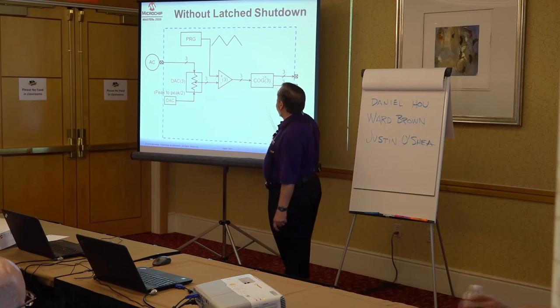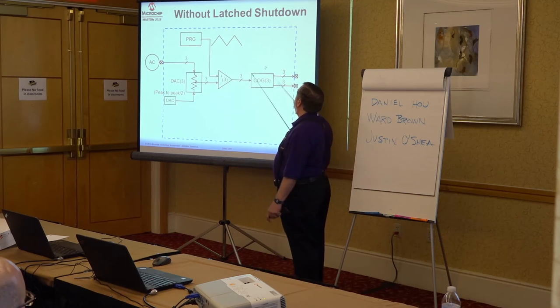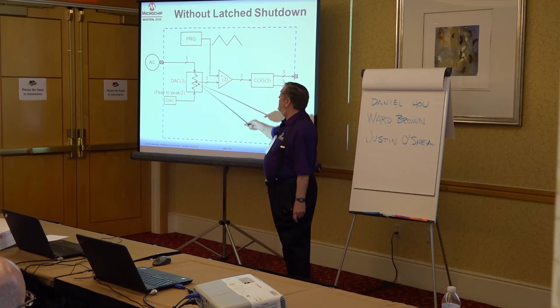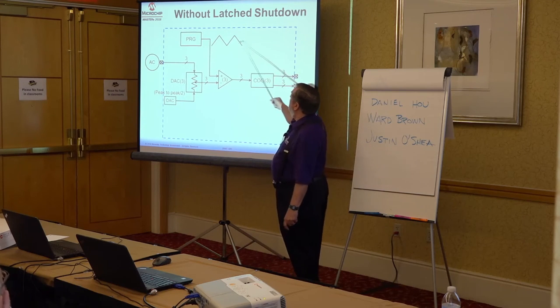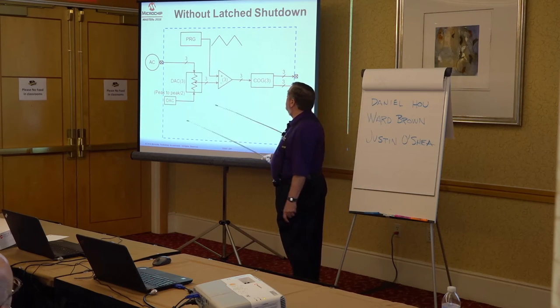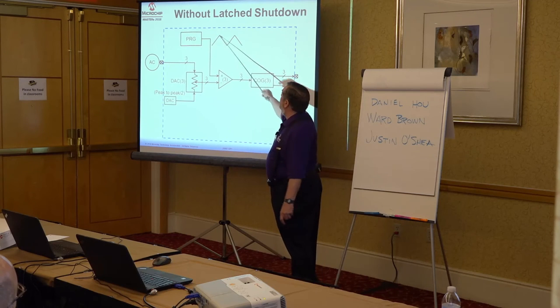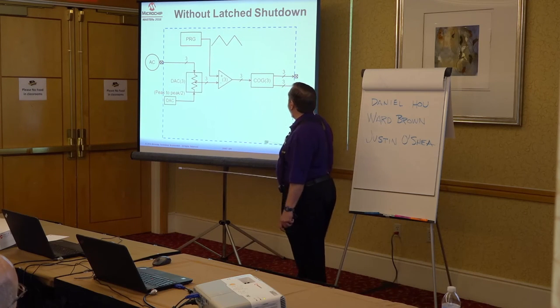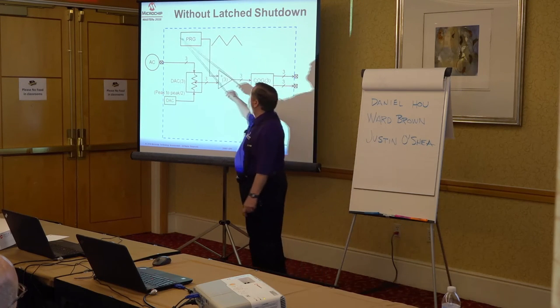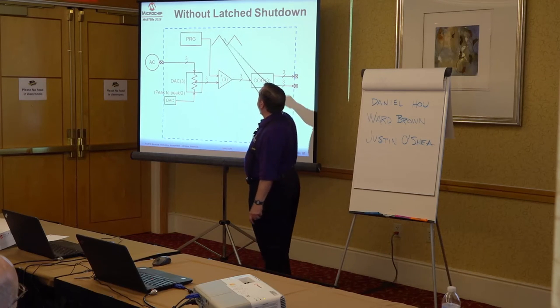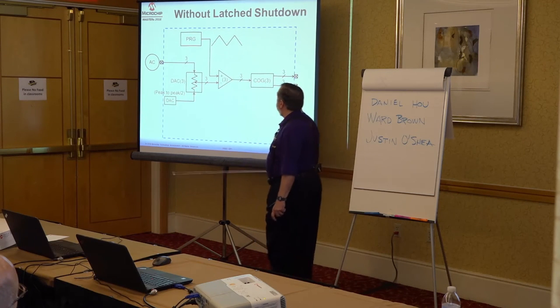So there's three stages here: three comparators, three COGs, three DACs, and one PRG to control this triangular waveform. The PRG gives me this nice linear triangle waveform here. There's actually more to this. There's comparators over here that set these limits, so this thing bounces between those two.